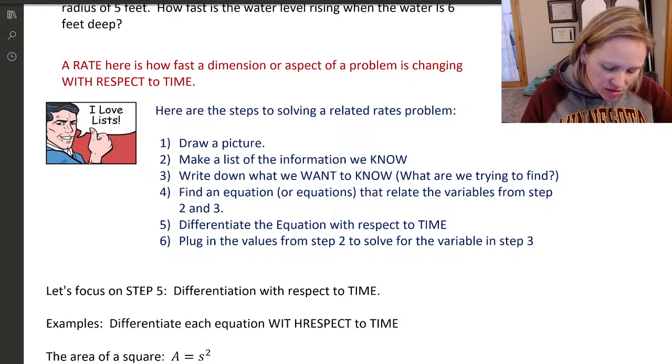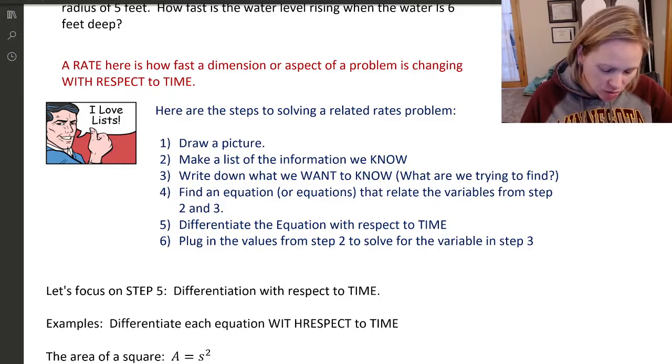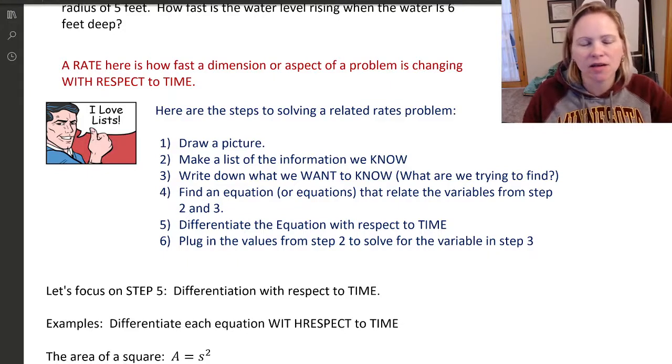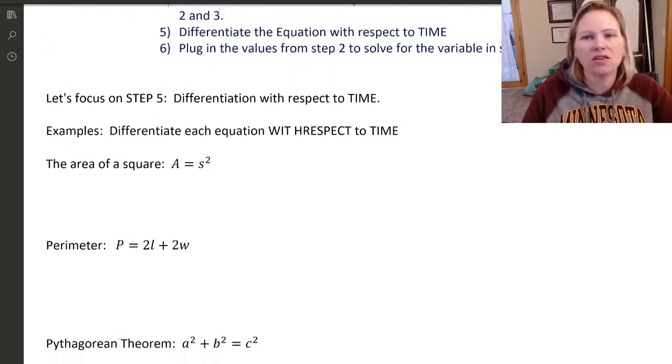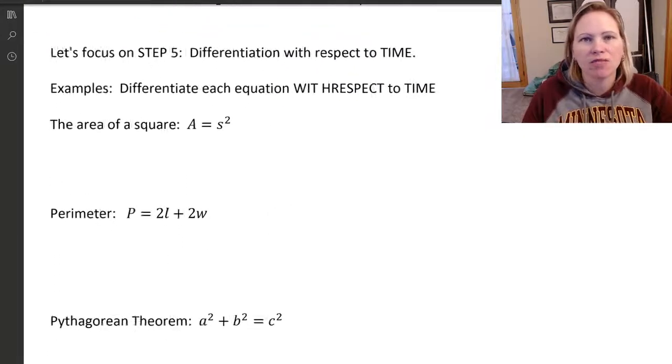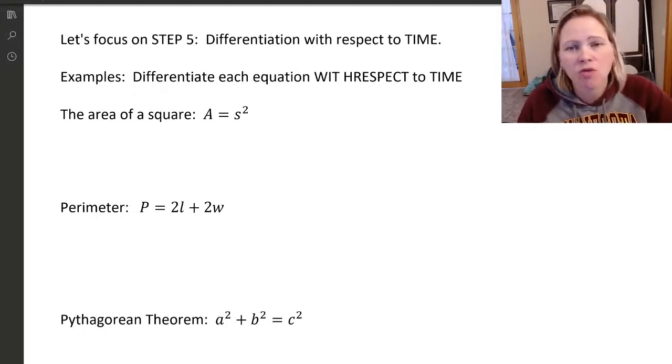Now, that's the step that is going to be new for us, differentiating with respect to time as opposed to differentiating an equation with respect to x. So we're going to walk through that before we can solve, and then finally in step 6, plug some values in and solve for the missing unknown piece. We're going to look at what it means to differentiate with respect to time. So let's take a look at a couple of equations and examples of what we would do.